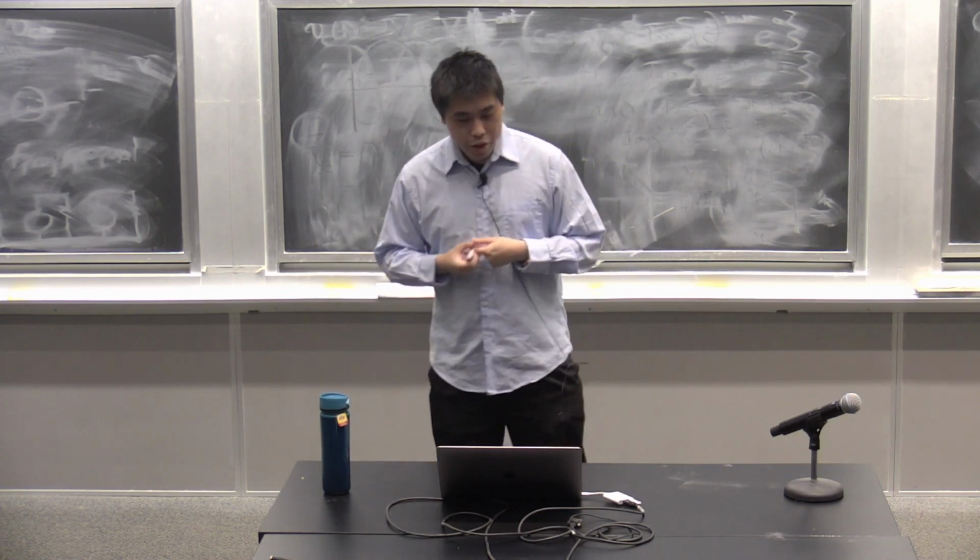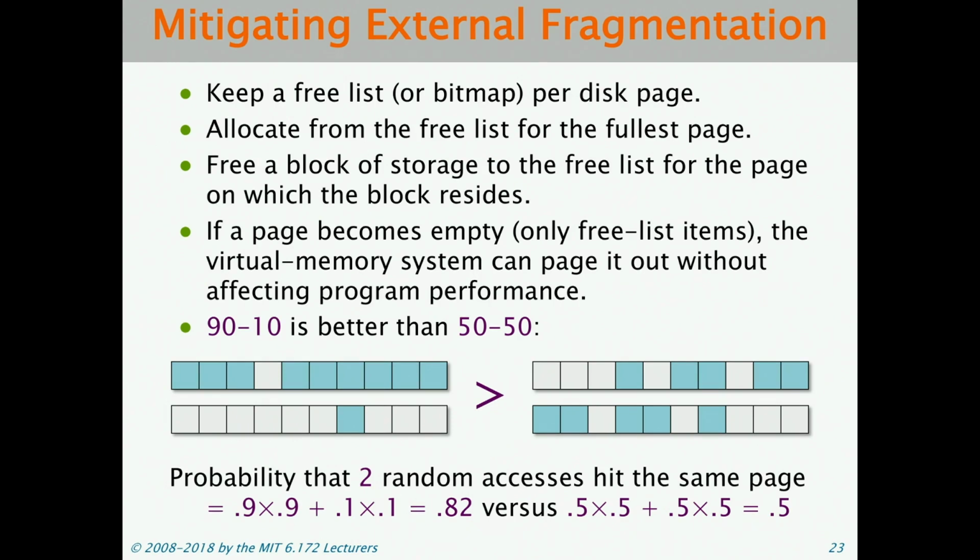So let's look at some ways to mitigate external fragmentation. One way to do this is to keep a free list or a bitmap per disk page. Then when you want to allocate something, you allocate from the free list of the fullest page. So you sort of skew the memory that's being used to as few pages as possible. And when you free a block of storage, you just return it to the page on which that block resides.